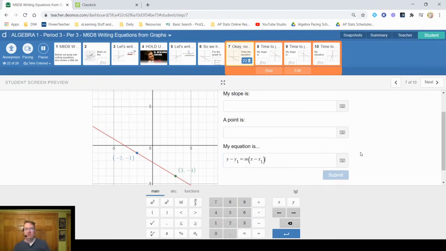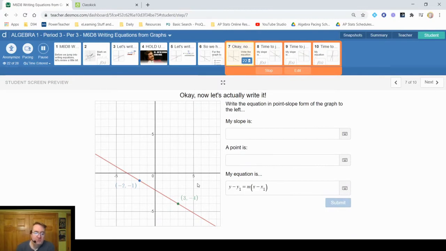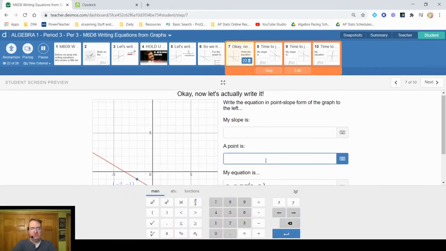So the first thing you're going to want to do is find your slope. Find the slope between these 2 points. If you want to write it out on a sheet of paper and use the 2 points, that's fine. If you want to just count it off on the graph, that's fine. And then for the point, it doesn't matter which point. You're going to pick one of the 2 points. I will go ahead and do both of these just so you can see what's going on.